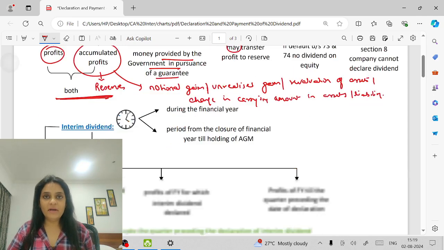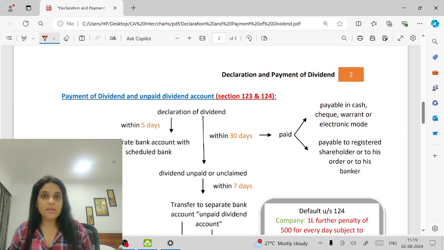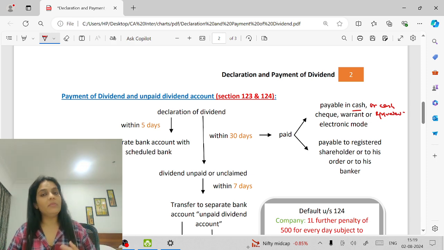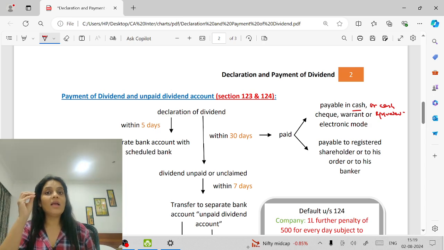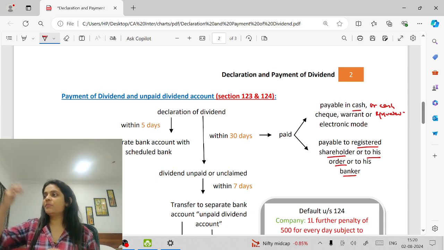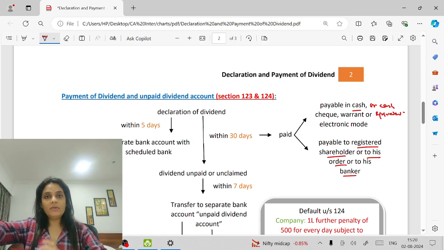Now, when we talk about dividend, dividend is paid. Can dividend be given in kind? No. Dividend has to be paid in cash or cash equivalent. What do I mean by cash equivalent? It can be a check, a warrant, or an electronic mode, but never anything other than cash. And it is paid to the registered shareholder or as per his order or to his banker. So if the registered shareholder says, please pay my dividend to this person, in that case, the dividend will be paid as per his order to that specific person.